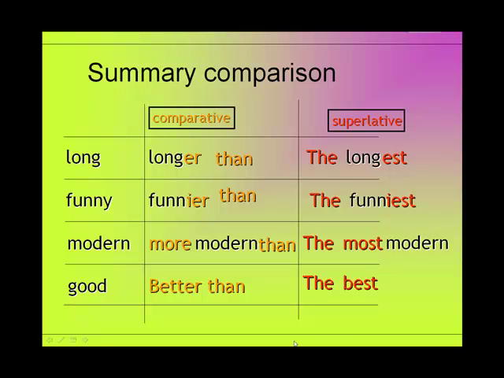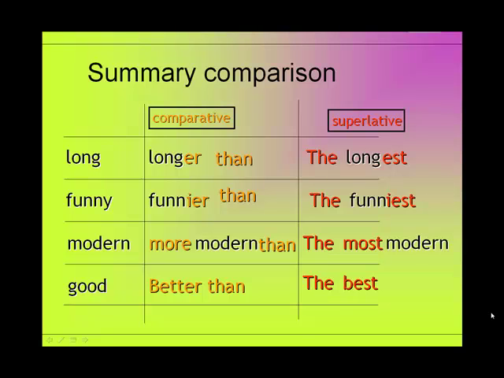Here you have the whole thing, the comparative and the superlative, but I have added here some new information, okay? For the comparative, you always need to use than after the comparative form, okay? At all times. Longer than, funnier than, more modern than, better than. So it doesn't matter if it's a short adjective, if it ends in y, if it's a two or three syllable adjective, if it's an irregular adjective. Always, if you're doing the comparative, you need than after it, okay? And for the superlative, you need the before the adjective. The longest, the funniest, the most modern, the best.